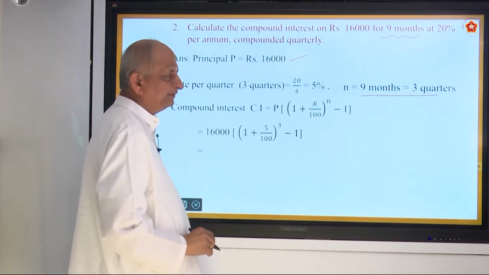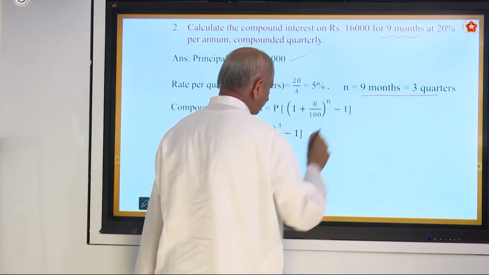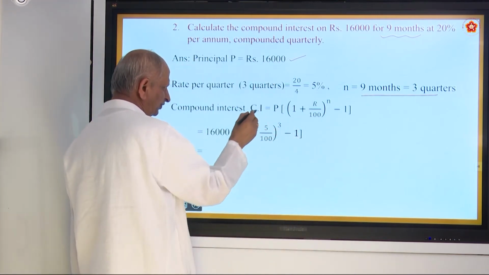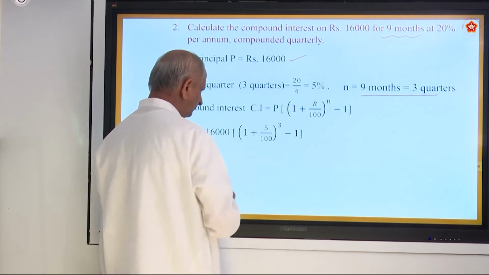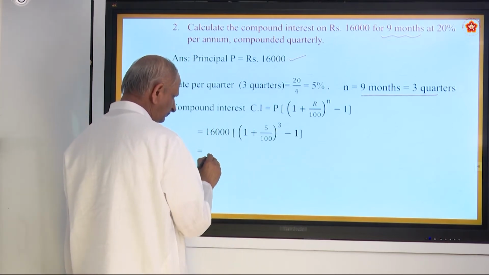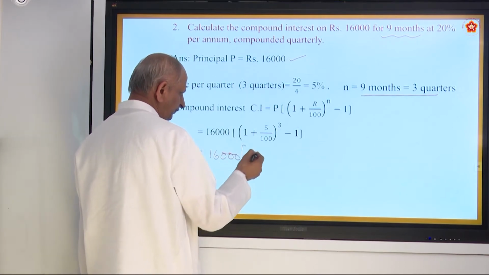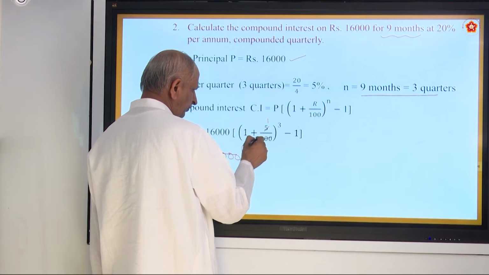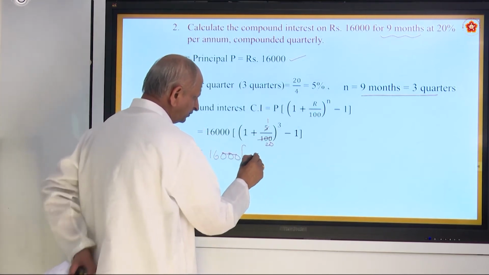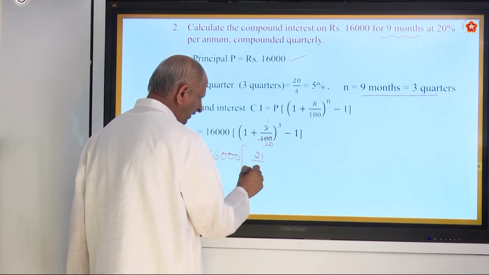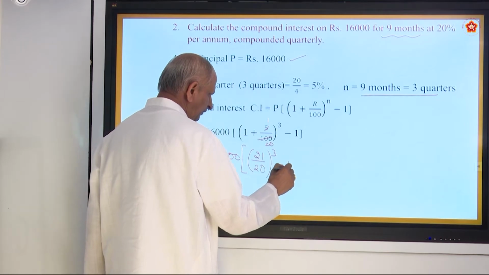Note that correctly, because quarter. How many quarters are there? 3 quarters. Apply it, 16,000 into 1 plus 5 by 100 to the cube minus 1. So, you have 16,000, 5 ones are 5, 20s are. So, 20 plus 1, 21 by 20 cube minus 1.